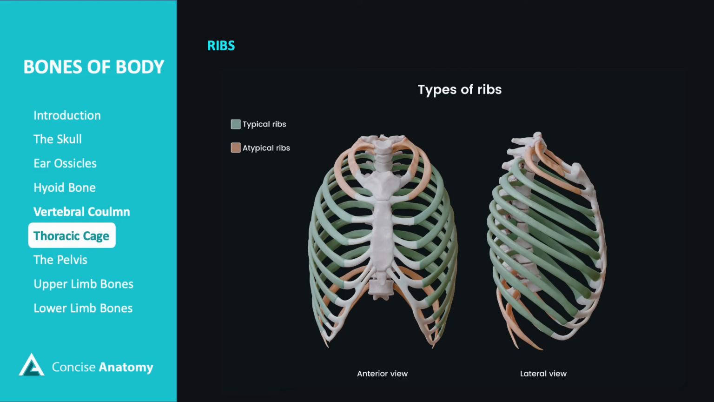Ribs are also classified as typical and atypical ribs, depending on their anatomical landmarks. Typical ribs, 3 to 9, have a rounded head, a neck, a tubercle, and a costal angle, while atypical ribs have their own unique features.